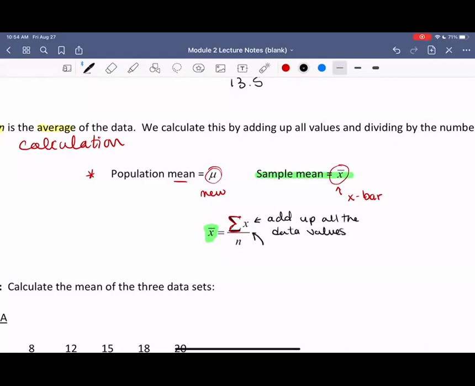Then this bar here, that's just a division or fraction bar. So then I'll say divide. What do you divide by? N. So N is notation for the number of total data values.